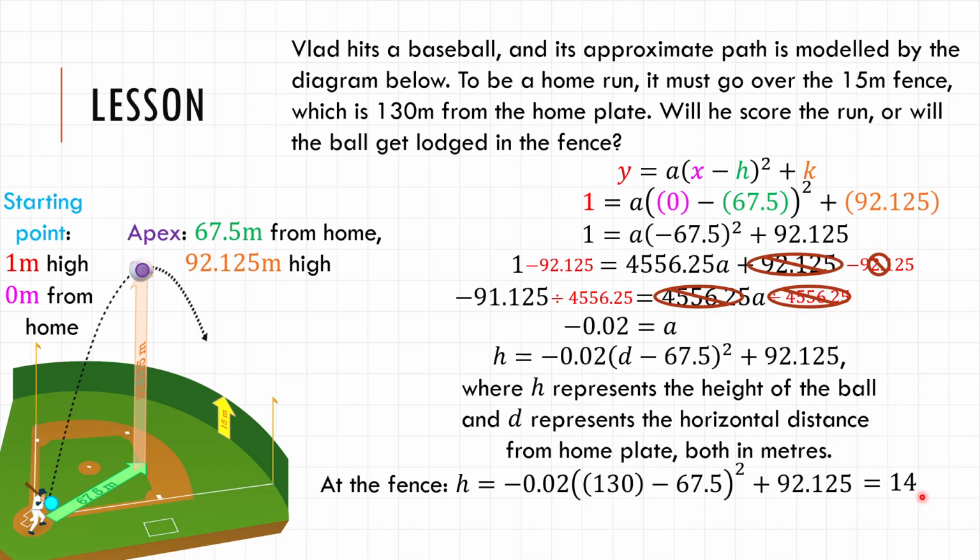Oh, so close. What this means is the ball is 14 meters high at this point, which means it's not going to go over the fence. It's going to hit right below the top of the fence and fall to the ground.